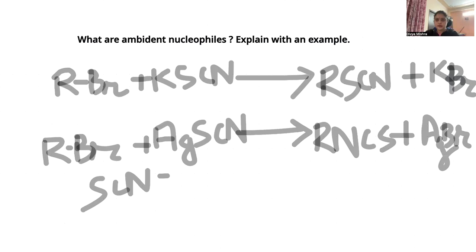So what is the conclusion? Ambident nucleophiles are those nucleophiles which have two different attacking sites, through which they attack electrophiles and make different products, right? And we have studied these examples: SCN negative, thiocyanate ion, nitrite ion, NO2 negative, and the first example was cyanide ion, that is CN negative. Okay, so I hope you have understood this topic. Thank you.